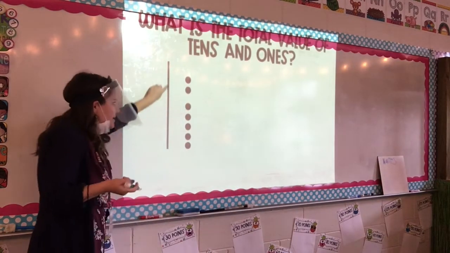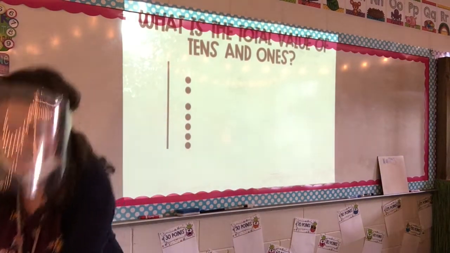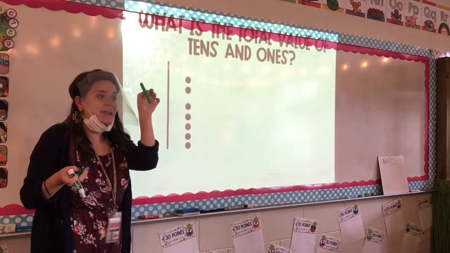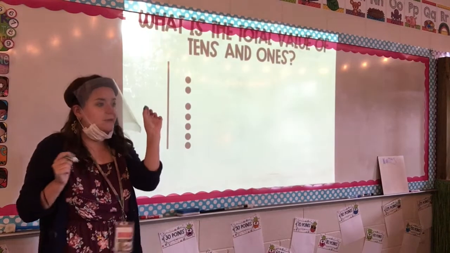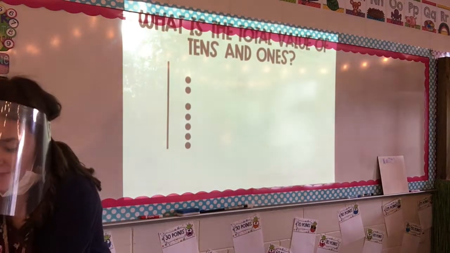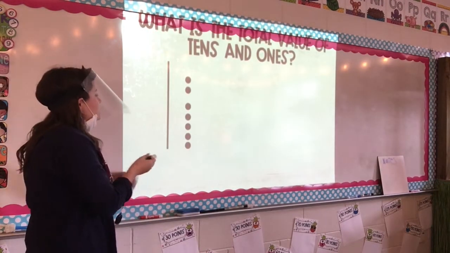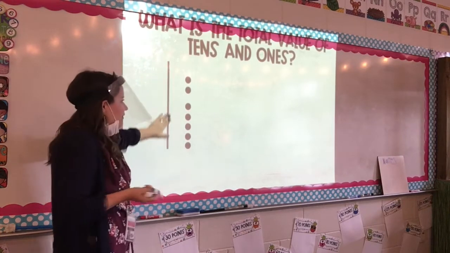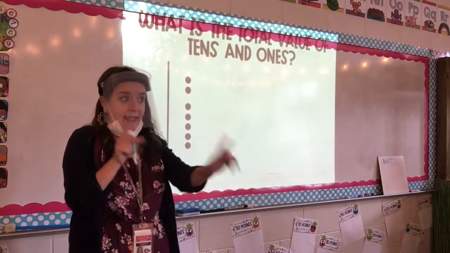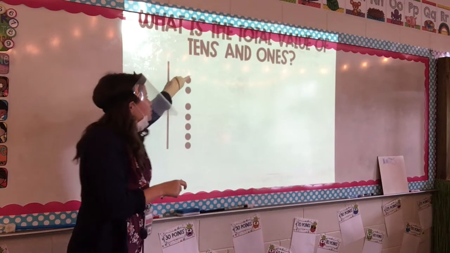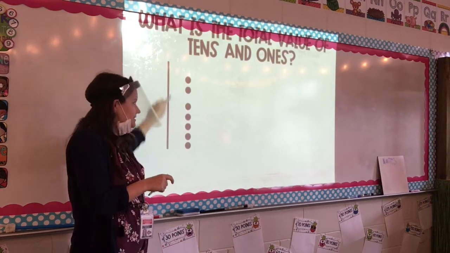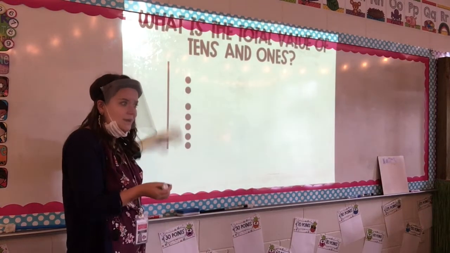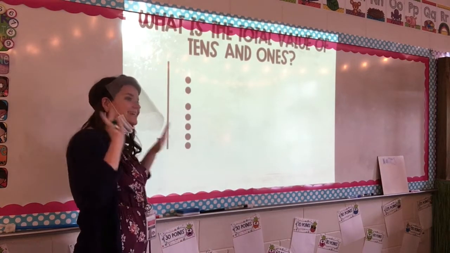When I draw this big skinny stick, that's the same as a 10. And when I draw a dot, it's the same as one of these cubes. I call this my quick tens. So if I were to count this number, would I count it like this? 1, 2, 3, 4, 5, 6, 7, 8. There are 8. Nine. No, because is this 1? No. What is this? You can say 10. It's 10.